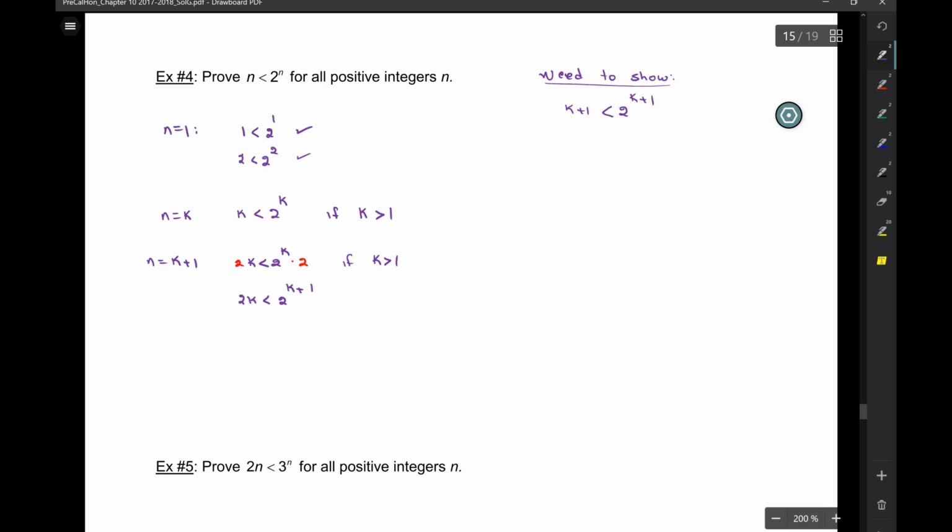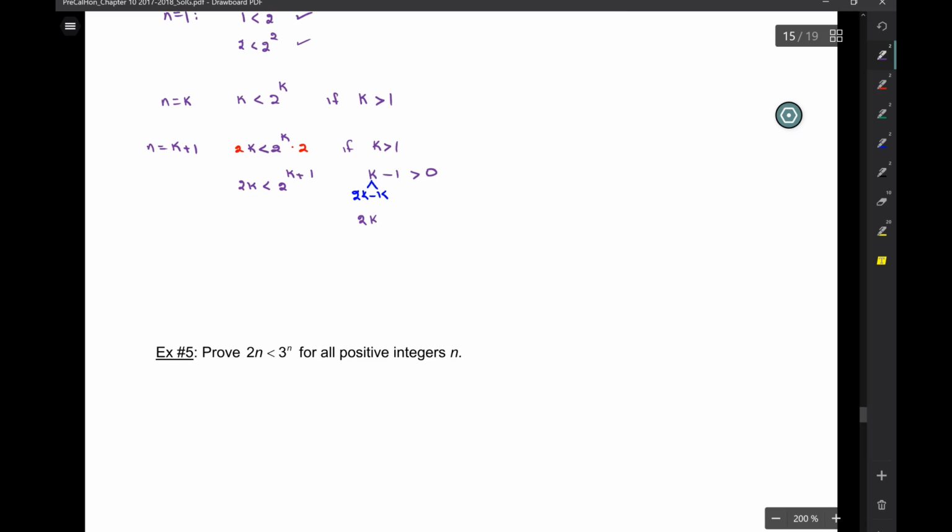We said k is greater than 1, right? If k is greater than 1, which means k minus 1 has to be greater than 0, right? Now, can we write 2k as 2k minus k? Can we write k as 2k minus k? Why not? It's free. It doesn't cost us anything. So here I get 2k minus k minus 1 greater than 0. 2k minus, stay with me here, I know you have no idea what I'm doing, k plus 1 greater than 0.